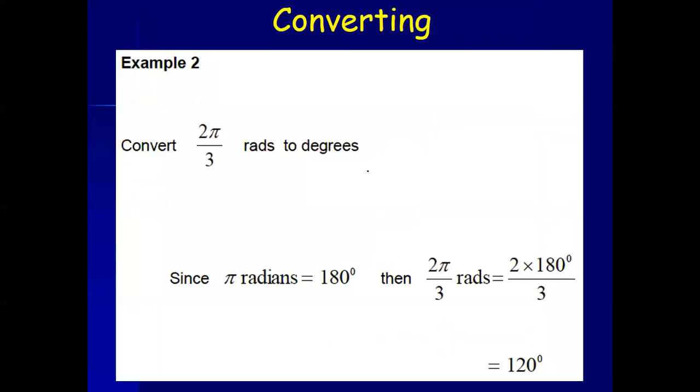2 pi over 3, again, we times by 180, we divide by pi. So then that means the pi will simplify. I've got here 1 and 8, that's 9. So I know straight away this is a multiple of 3. 2 times 60, which is 120. Okay.